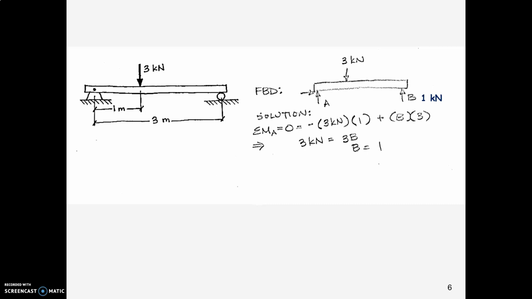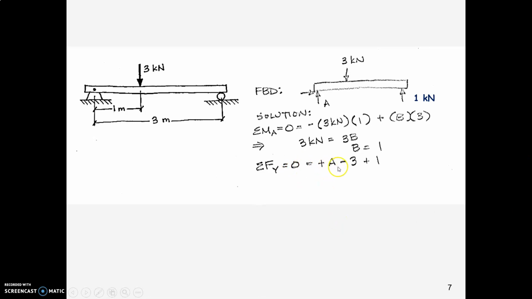Now I'd like to find out how big the reaction at A is. I'm going to use the sum of all forces in the y direction equals 0. And what have I got? I've got A pushing up, so it's positive. I've got 3 pushing down, so it's negative. And I've got 1 pushing up, so it's positive.